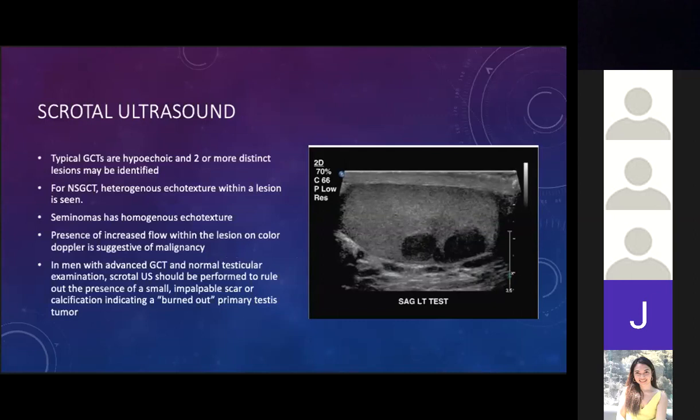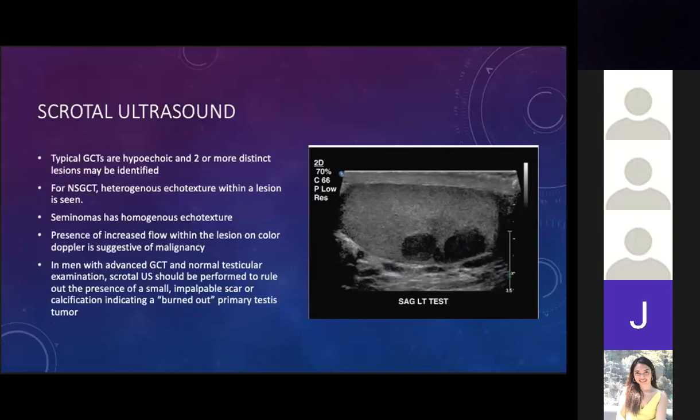And seminomas have a homogeneous echotexture, and presence of increased flow within the lesion on color Doppler is suggestive of malignancy. And in men with advanced GCT and normal testicular examination, scrotal ultrasound should be performed to rule out the presence of a small impalpable scar or calcification indicating a burned out primary testis tumor.